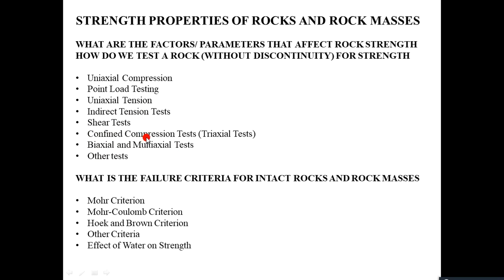We can also use various criteria like the Mohr-Coulomb criteria. You have seen the Mohr circle when you study structural geology. This is where we are going to employ the Mohr circle to understand the failure criteria of any intact rock and the rock masses.